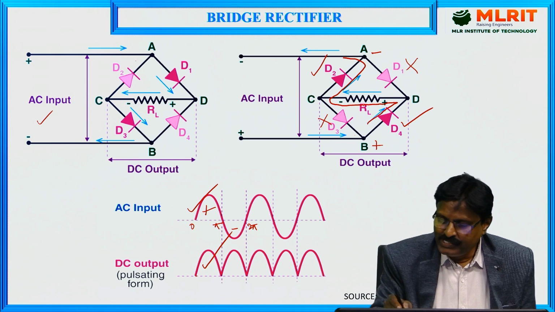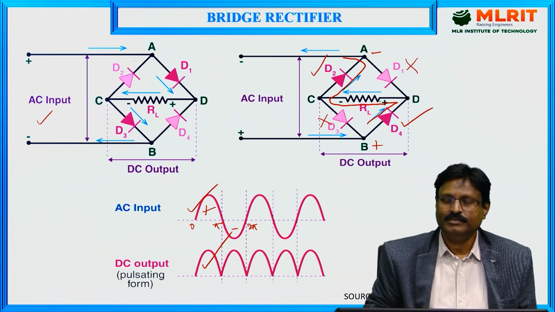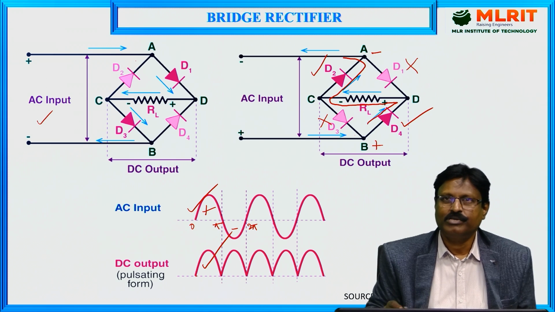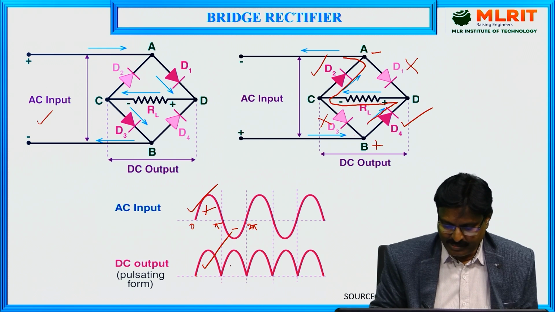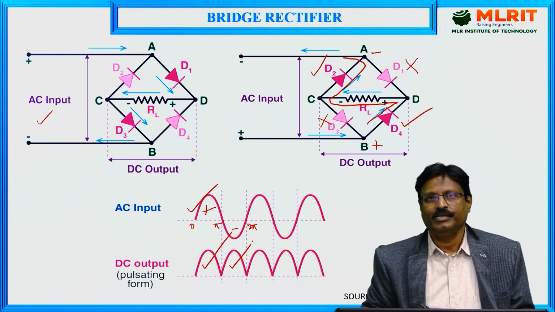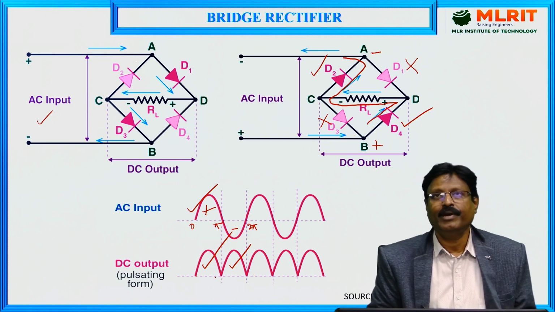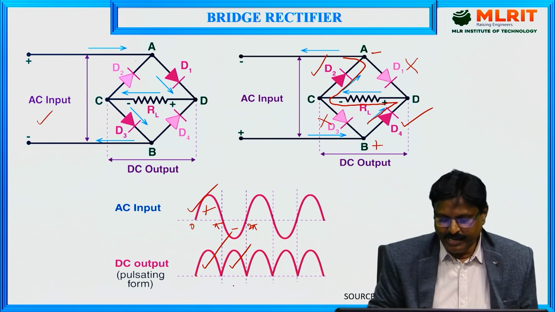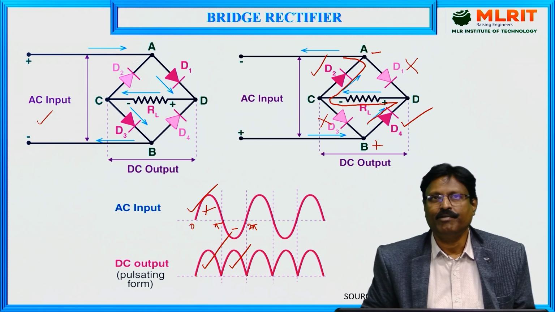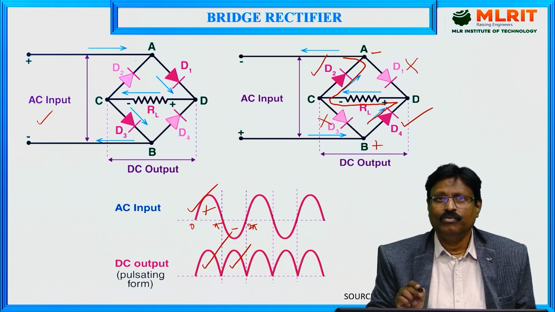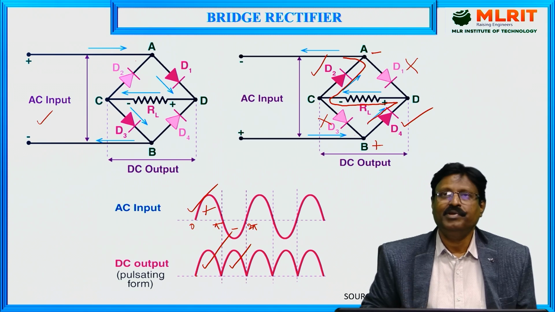So the current is flowing through RL once again. So an output voltage will be developed across RL, as you can see here. So this is the output voltage. So during the positive half cycle, output voltage will be developed, and during the negative half cycle also output voltage will be developed. Okay. So this is about the full wave rectifier, which is called as a bridge rectifier.